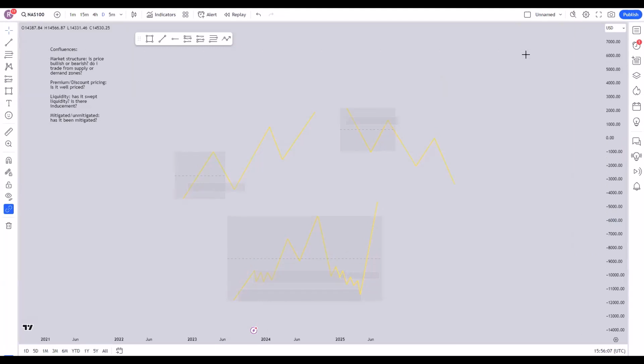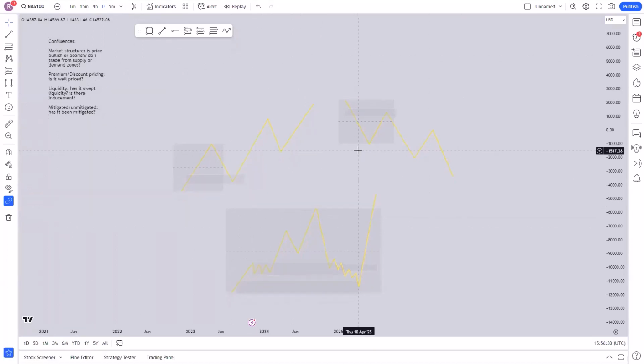Sorry about that, guys. So yes, these are all some confluences that we can have to get in on a higher probability trade, okay? And it's not to say that we need every single one of these. No, we don't. It would be nice if we had every single one of these on a trade, because then we know that we get in on a very high probability trade. But again, if one or two are missing, it's not the end of the world, okay?